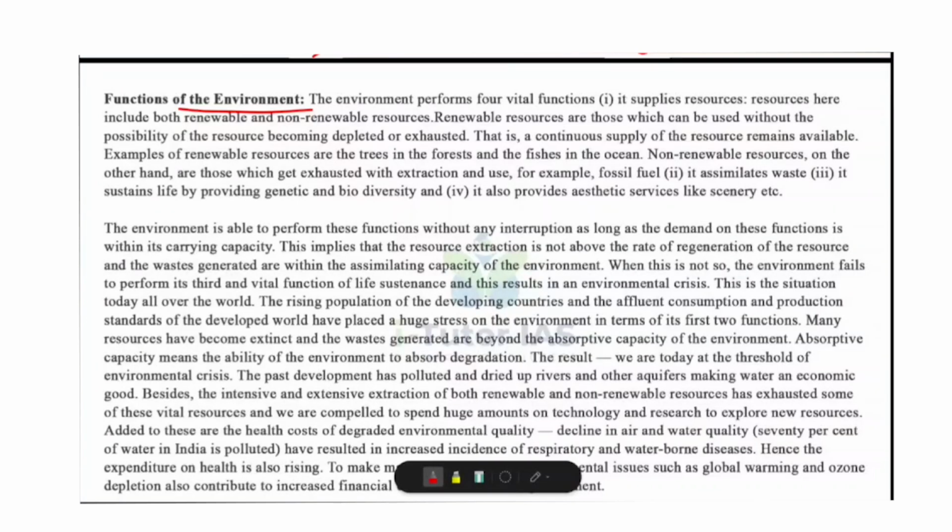Now let's look at the functions of the environment. Basically, what important roles does the environment play in our lives? The environment performs four vital functions. It supplies resources, it assimilates waste, it sustains life by providing genetic and biodiversity, and it also provides aesthetic services like scenery. Let's look at them one by one. First, it supplies resources. These resources can be of two types. What are they? Renewable resources and non-renewable resources.